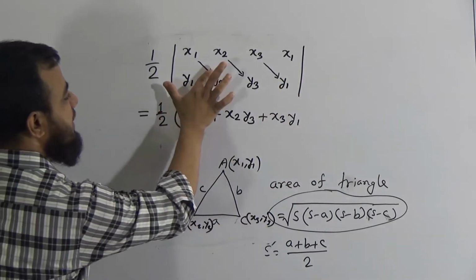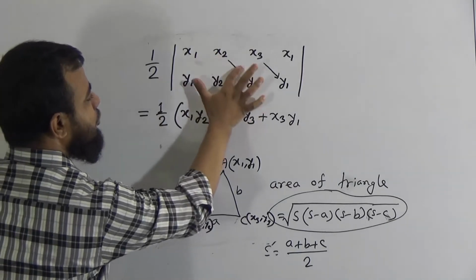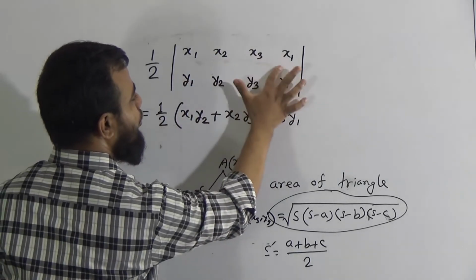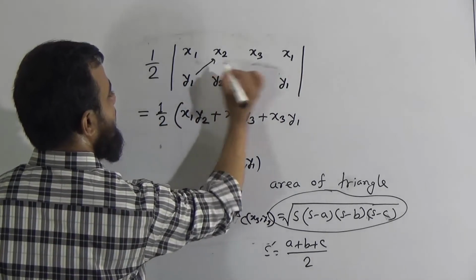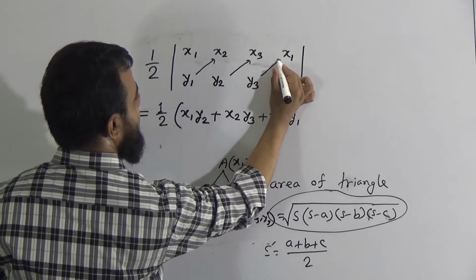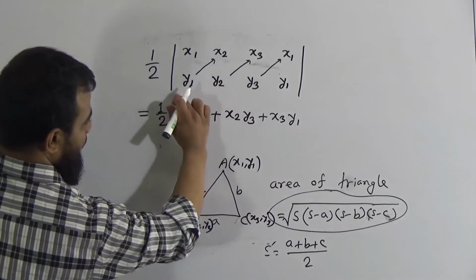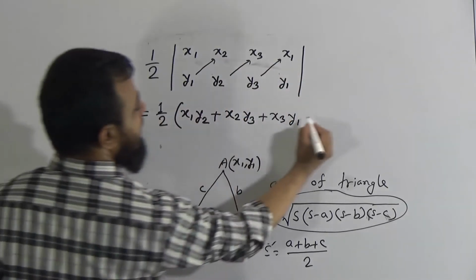Now we will take bottom to top. If we go bottom to top, we will take the negative sign. That means we will take now this one, this way and this way. We should go left to right and bottom to top. Then we should take a negative sign here.